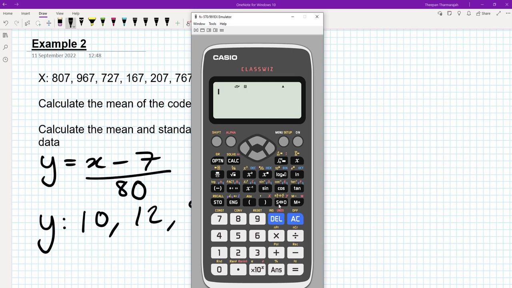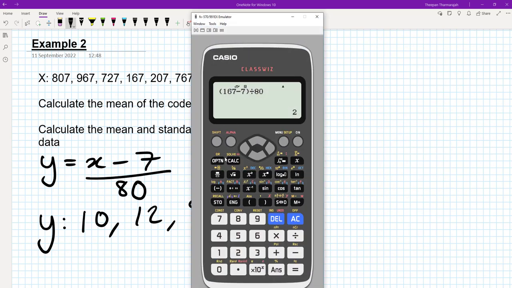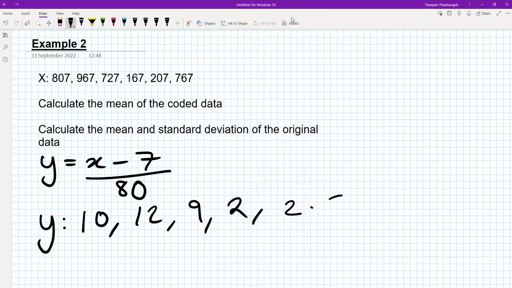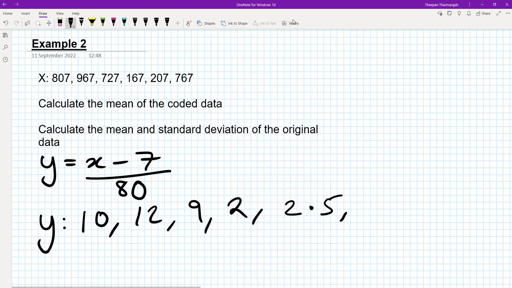167 minus 7 divided by 80 gives me 2. 207 minus 7 divided by 80 gives me 2.5. And then we do 767 minus 7 divided by 80, which is 9.5.